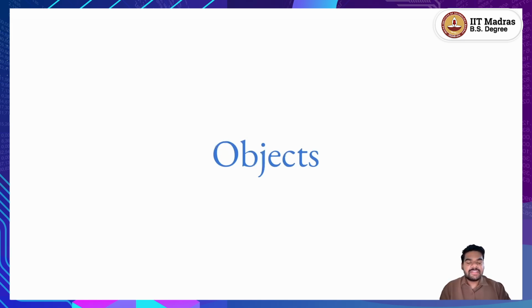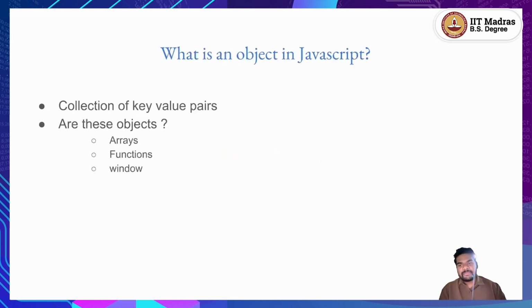In today's lecture, we learn about JavaScript objects. JavaScript objects are everywhere. If you think about arrays, functions, these are all objects. Even the console.log that we use is a method inside an object. Let's start simple. What is an object?